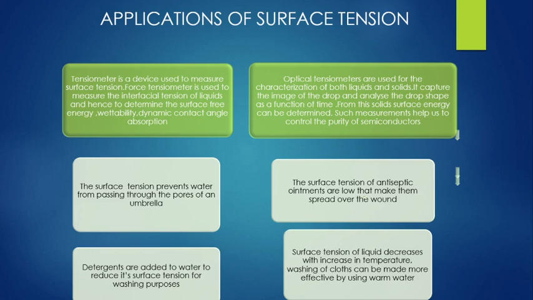And the other applications of surface tension are: the surface tension prevents water from passing through the pores of an umbrella, and the surface tension of antiseptic ointments is low. So what happens when the surface tension of antiseptic ointments is low? When it is low, it makes them spread over the wound.